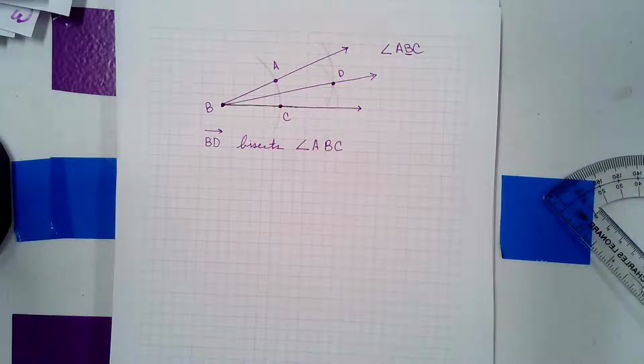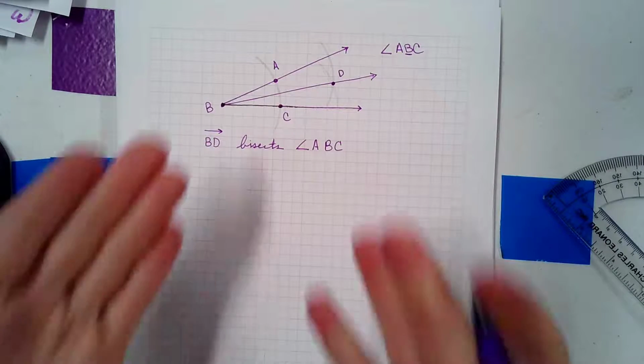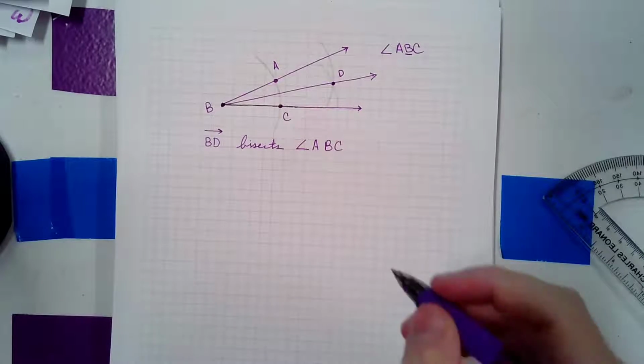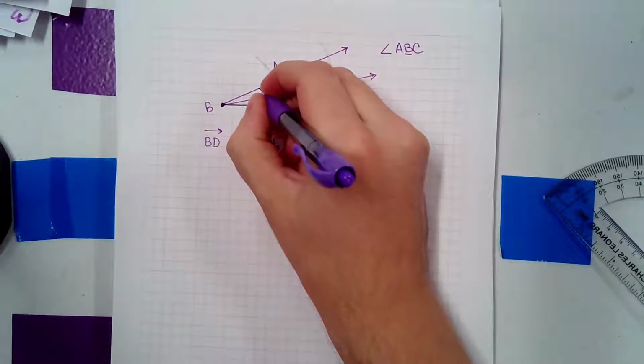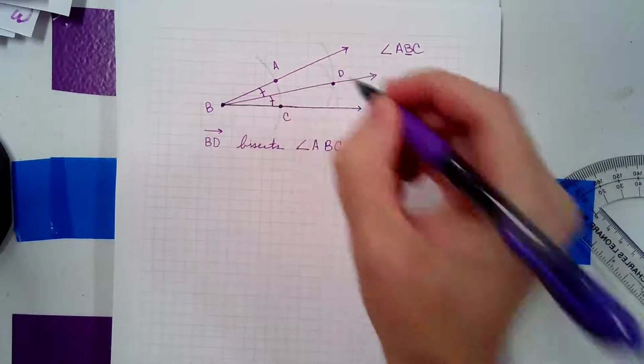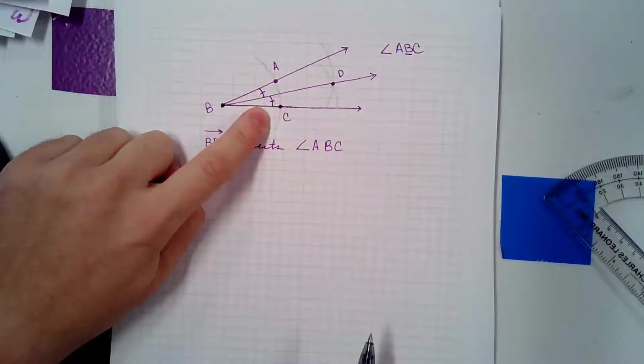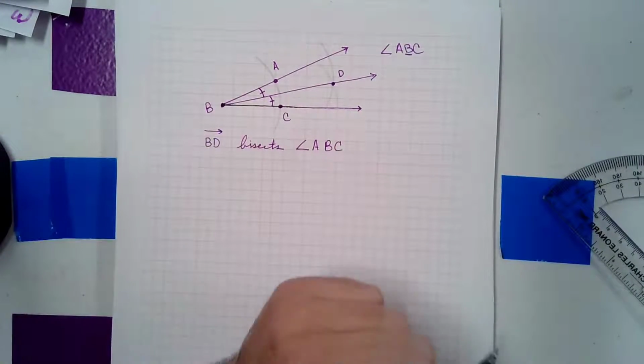Now, if this is true, if ray BD is bisecting angle ABC, what does that tell us? Cut it in half, exactly. So what do we know about this diagram? What else do we know? We know this, right? That angle is the same as that angle. Now, how do we write that, right? I've shown you visually how we do it, right? We put little tick marks.